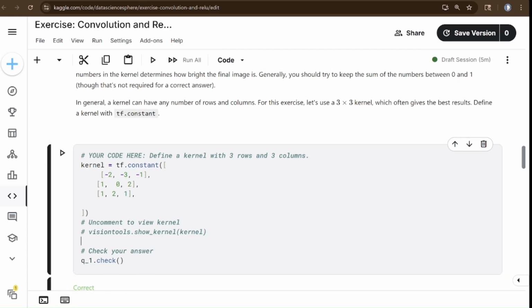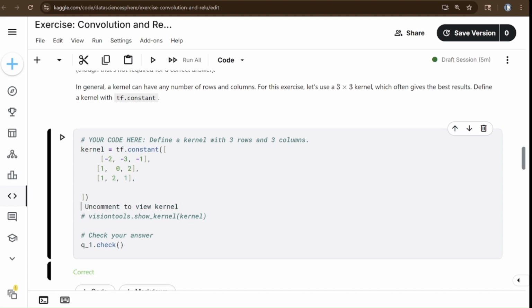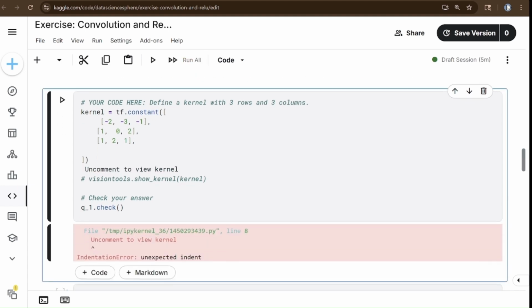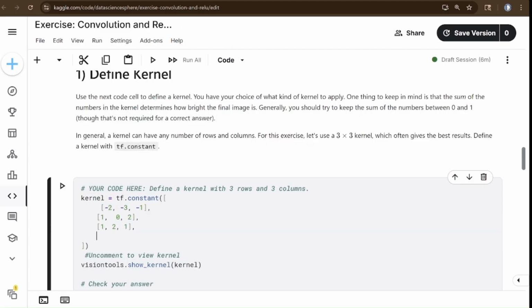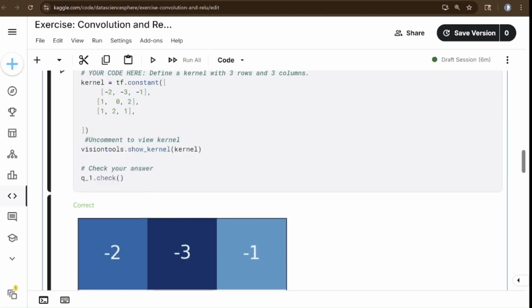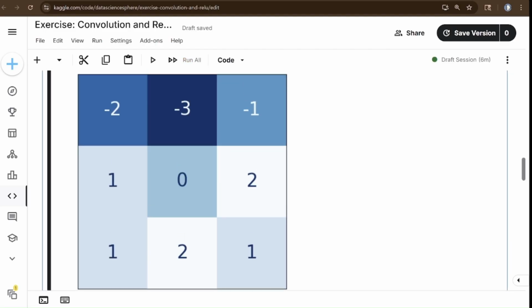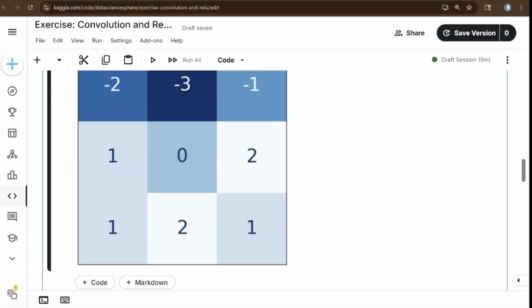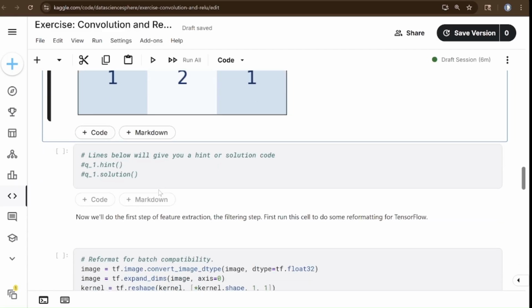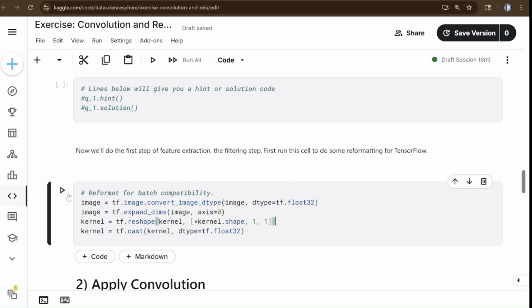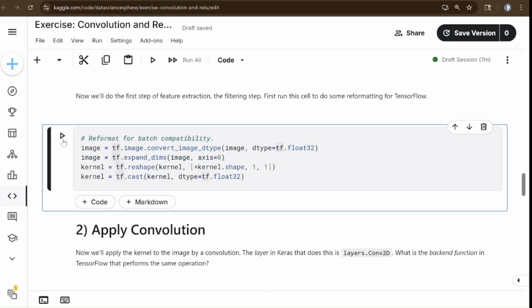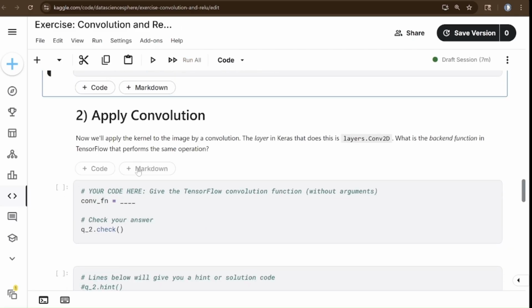This is how you can define your own kernel. You just have to give 3 rows, 3 columns. Now let's uncomment to view the kernel. You just have to uncomment this one. See, now it is fine. This is the kernel you have given. Now we will do the first step of feature extraction. First run this cell to do some reformatting for TensorFlow. Fine. Now we will apply the kernel to the image by a convolution.